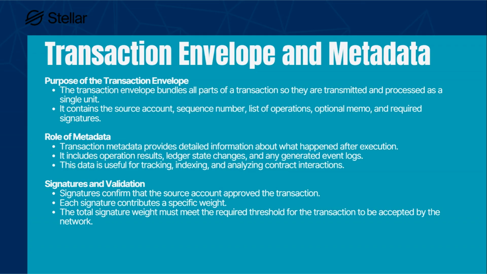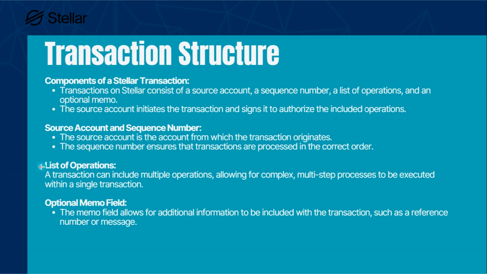So let's talk about thresholds and signature weight. This is where Stellar's security model gets sophisticated. Operations fall into three threshold categories: low, medium, and high.